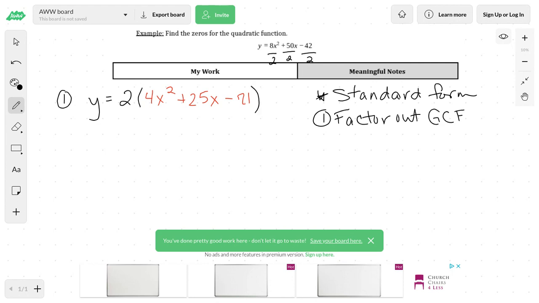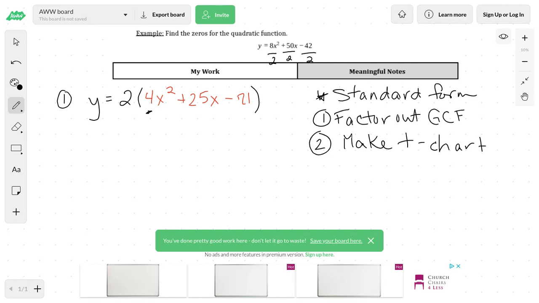Now, something I noticed is that our a value is not 1 anymore. We have a 4 for our a value. So we have to do something different when we're factoring. So our step 2 is we want to make a t-chart still, but this time our t-chart is going to look a little different. We make our t-chart because we want to factor still.